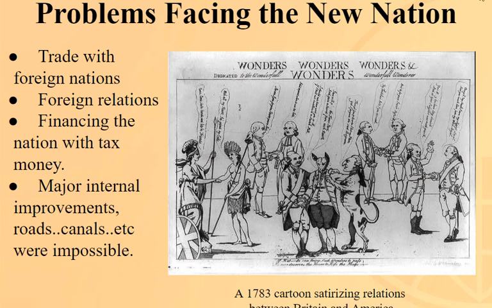More problems. Trade with foreign nations. We could trade with foreign nations, but there was no power to set tariffs, which was money to tax. And there was no real control over what was going out and what was coming in. Foreign relations weren't great because there was no executive branch. And in our government today, the president deals with foreign relations, or the executive branch does. And there was no executive branch. Financing the nation with tax money didn't exist because there were no taxes from the federal government. So in order to have something like interstate travel, that had to be done by the states, since there was no federal branch that could regulate that.